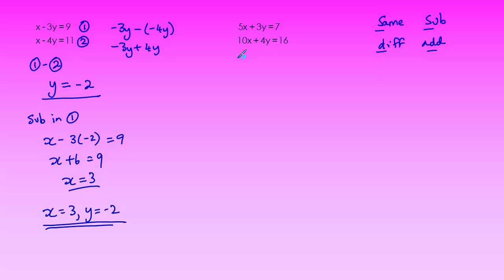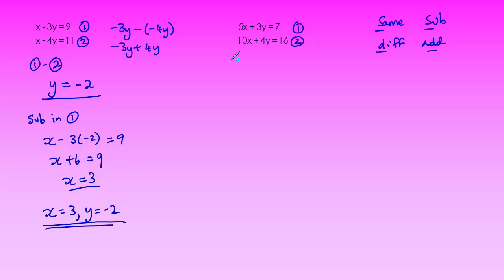If we now look at this example, we don't have the same number of x's, we don't have the same number of y's. Now, I can either multiply equations in order to get the same number of x's or get the same number of y's. Now, in this particular example, I'm going to choose to just multiply one of the equations to get the same number of x's. In order to get the same number of y's, I'd have to multiply both equations. So I have 5x's here and 10x's here.